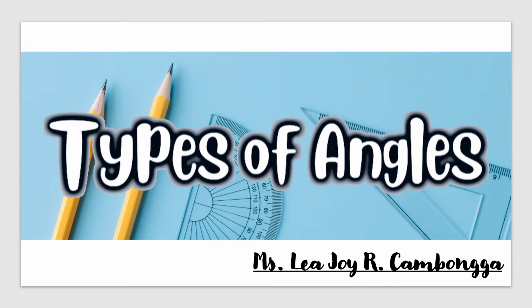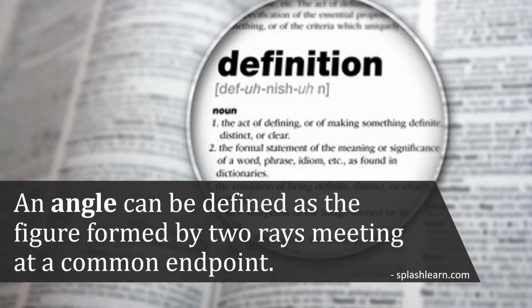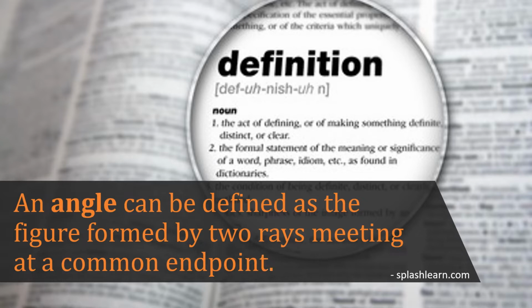In this video, we will talk about the types of angles. But before that, we need to know the definition of an angle. An angle can be defined as the figure formed by two rays meeting at a common endpoint.